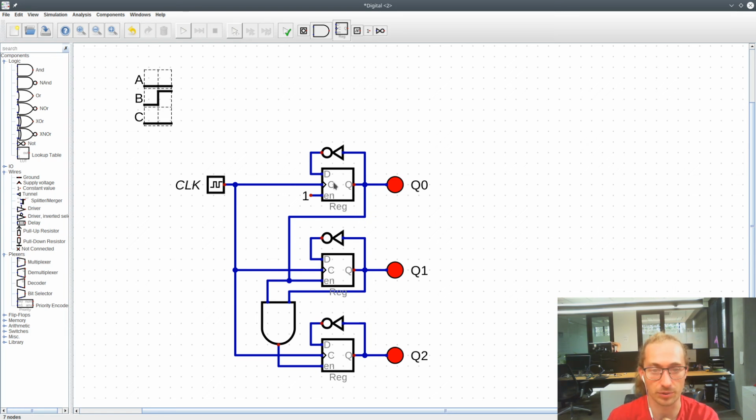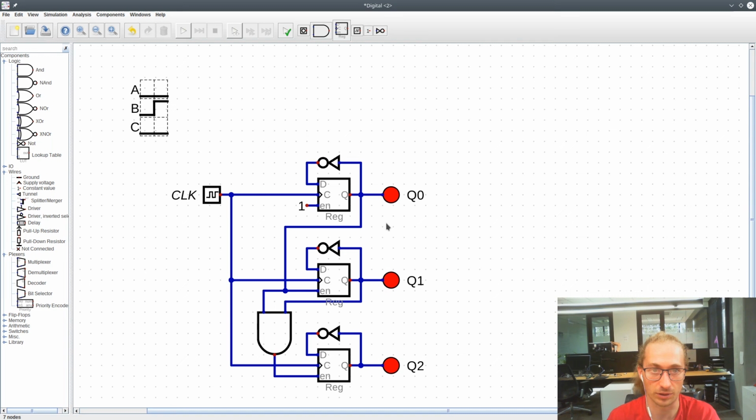Each flip-flop is wired as it was before, so the output is the negation of the input, with the exception that now the first flip-flop is always enabled, so nothing's changed there. For the second flip-flop, it'll only update if the previous one is on, and for the last flip-flop, it'll only update if the previous two are turned on.